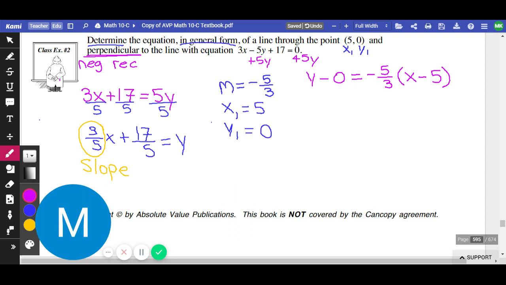They wanted their equation to be in general form. We're currently not in general form. To get into general form, the first thing we do is we multiply that m value in. I'm going to just rewrite this out. Y minus 0 is just y equals negative 5 divided by 3 times x becomes negative 5 divided by 3x, like that.